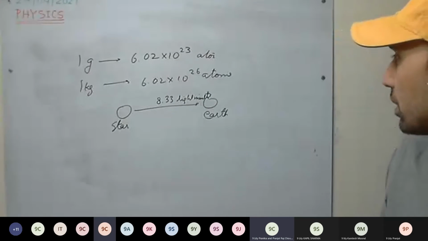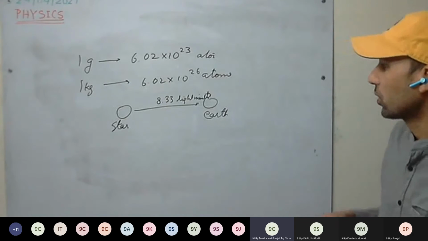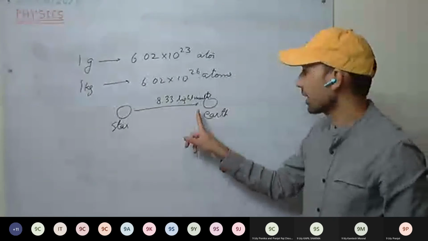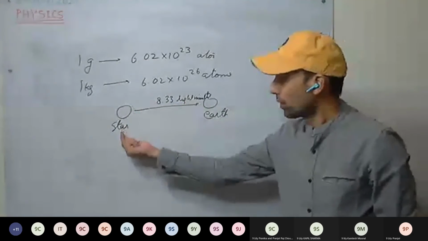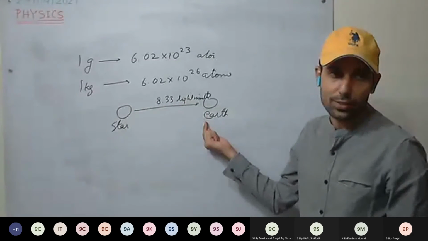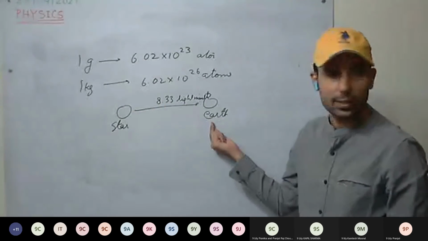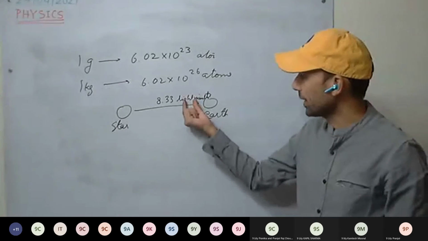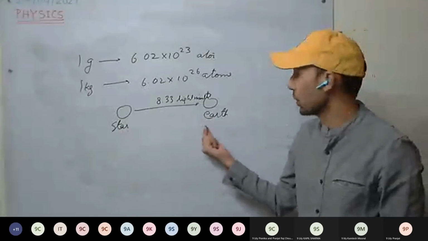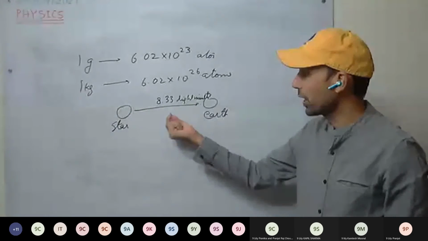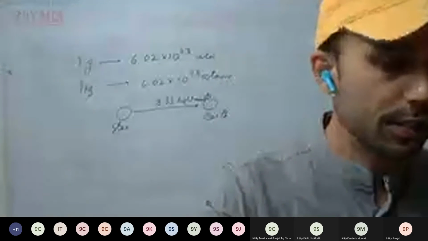This statement means that the light will travel from sun to earth in 8.33 minutes. Yes, that's correct. So the light will take 8.33 minutes from star to reach Earth. Light will take 8.33 minutes to travel from star to Earth. Understood this one? So it started from here and it took 8.33 minutes to reach Earth.